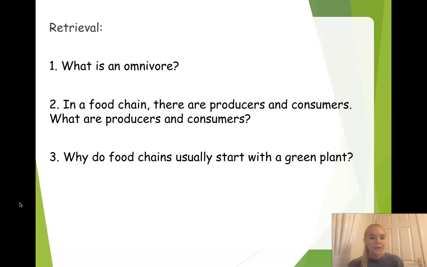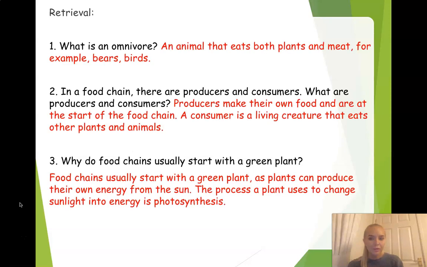Okay, so the answers are coming up now and I'm going to just talk you through them. Number 1, what is an omnivore? If we think back to our first science lesson of this term, an omnivore is an animal that eats both plants and meat. This could be a bear, a bird, and also humans. We are omnivores, unless humans choose not to eat meat.